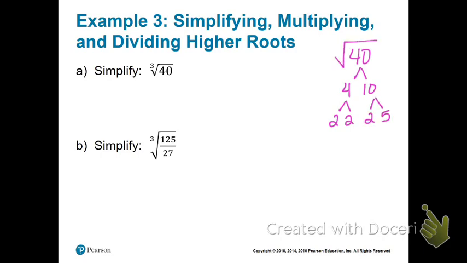Now, because we're after that cube root right there, that means we're looking for 3 of a kind. So I'm going to do a group of 3 here, which are my 2's. So I'm going to take a 2 out for that. And this doesn't have a group, so it gets to stay underneath that radical. Don't forget the little cube root symbol. So the cube root of 40 is equal to 2 times the cube root of 5.